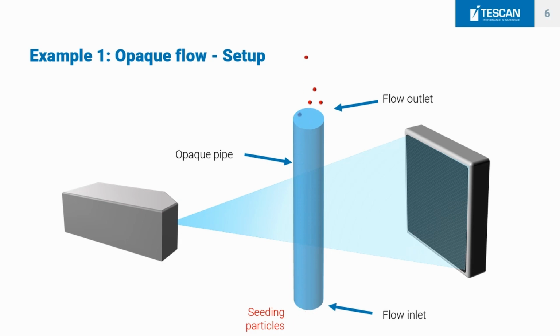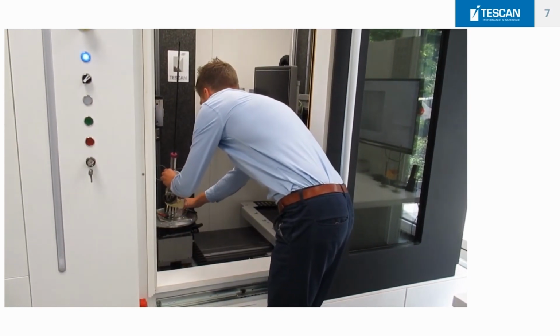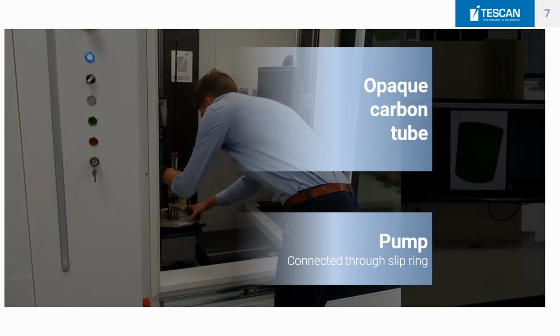If we look at the experimental setup, here you see my colleague Jan putting it in the scanner. Basically, what we have is a syringe pump that was connected through a slip ring. So the pump is on top of the slip ring, which allows endless rotation of the tube. And on top, we have an opaque carbon tube that contained our liquid, glycerol in this case, with the seeding particles that were pumped through it.